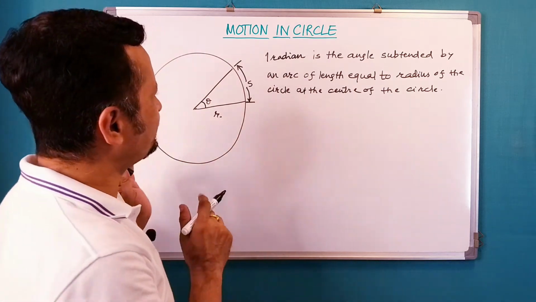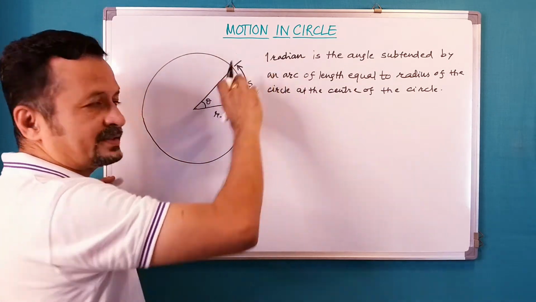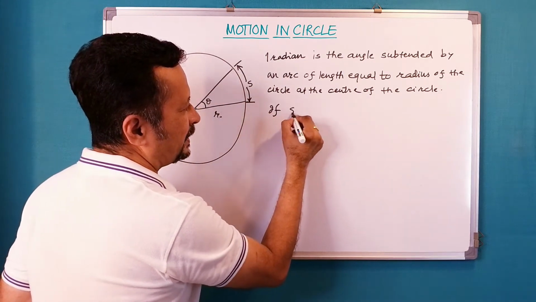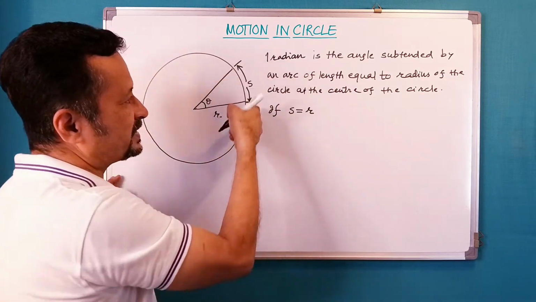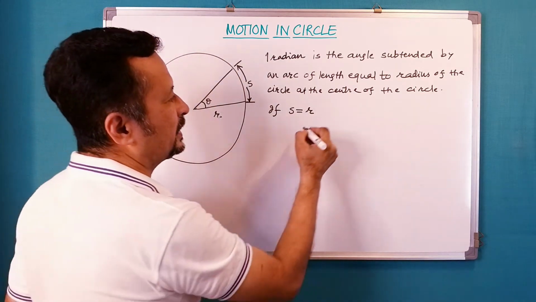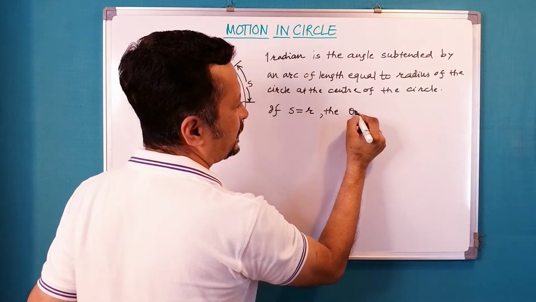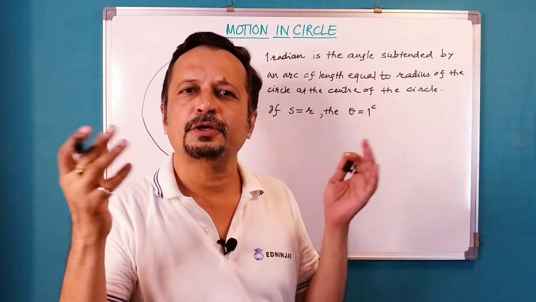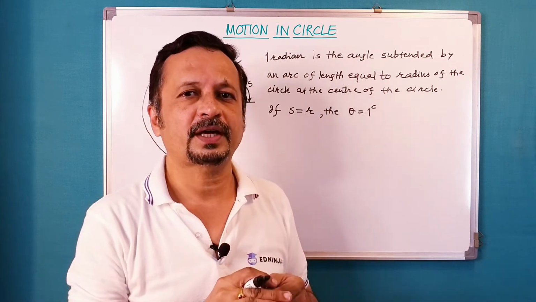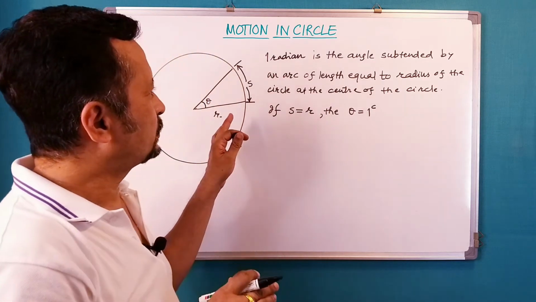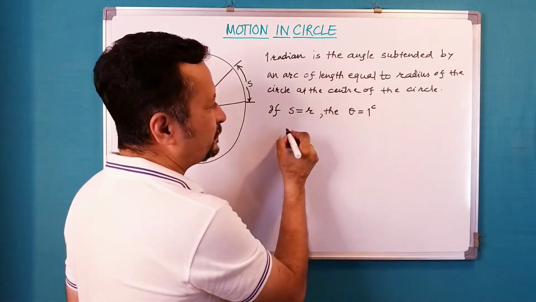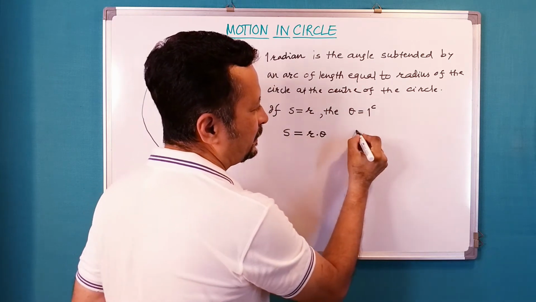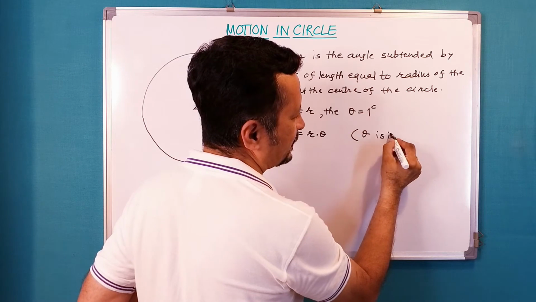of the circle. So what does it mean? When my arc length S is equal to R, if this arc length is equal to the radius of the circle, then theta is equal to 1 radian. Now what is this C? That C is circular measure. This radian is circular measure of angle. So that is one relation. So then we arrive at this relation. S is equal to R multiplied by theta when theta is in radian.